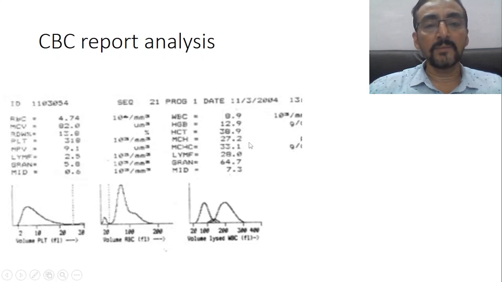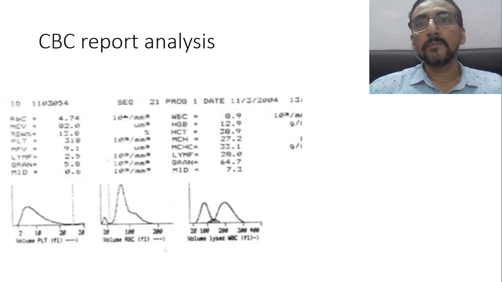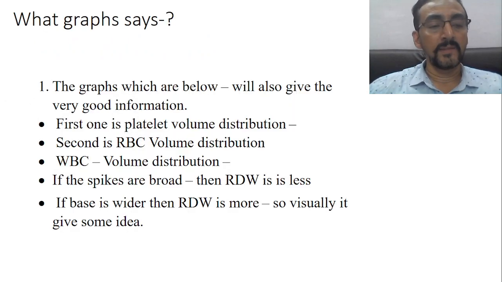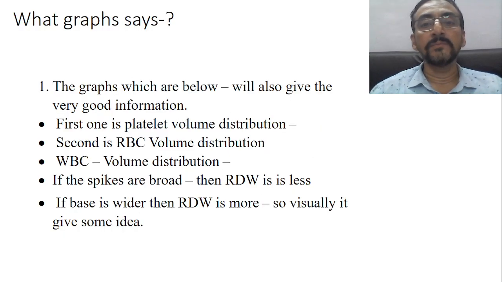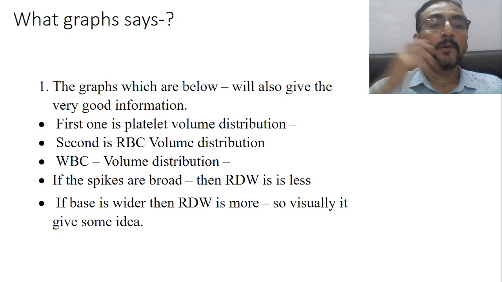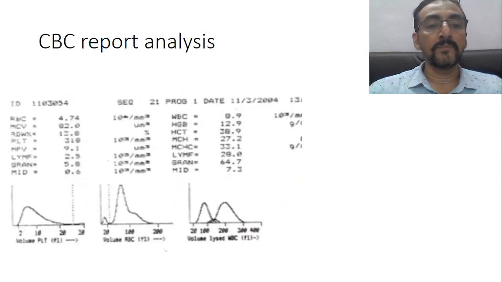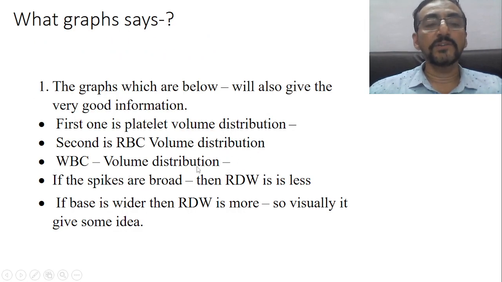We will look at this one by one later. Now, a few words about this graph which is given. I hope you have seen this graph, but actually we don't know how to interpret this graph for our benefit. If you look at this slide, the graphs given below give very good information. The first one is platelet volume distribution, the second one is RBC volume distribution, and the third one is WBC volume distribution. These graphs give an idea of the volume distribution.